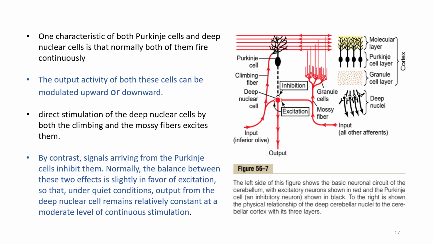One characteristic of both Purkinje and deep nuclear cells is that normally both of them fire continuously. The output activity of both these cells can be modulated upward or downward. Direct stimulation of the deep nuclear cell by both the climbing and mossy fibers excites them. By contrast, signals arriving from the Purkinje cell inhibit them. Normally, the balance between these two effects is slightly in favor of excitation, so that under quiet conditions, output from the deep cerebellar nuclei remains relatively constant at a moderate level of continuous stimulation.